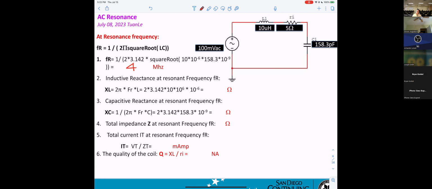Number two, they want to get the inductive reactance at the resonant frequency. You understand, the formula will be XL equals two pi FL. Tell me how many ohms you get.